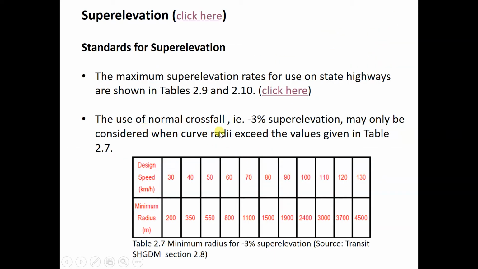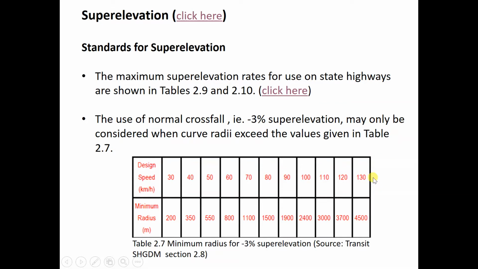The use of the normal crossfall, i.e. minus 3% super elevation, may only be considered when curve radii exceed the values given in table 2.7 below. It means the normal crossfall is such that the two edges of the road, let's say a two-way, two-lane road, slope towards the two edges from the central line. On either side of the central line, there will be a slope of, in this case, 3% on both sides.